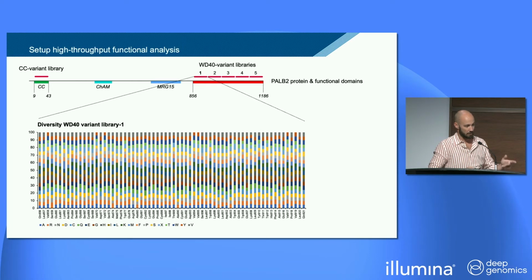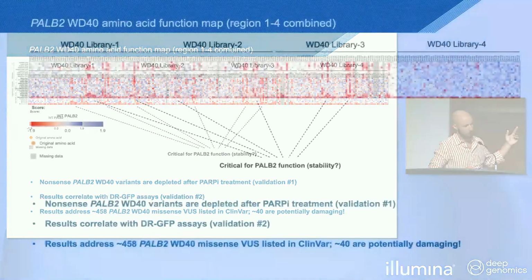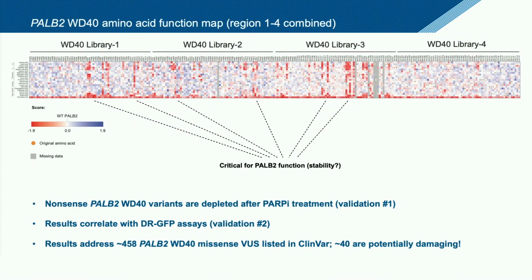So we have high throughput results now for the first 4 libraries. The 5th one is still ongoing. Those results we can look at again in the form of this heat map. Everything is a bit smaller now because the map is bigger. But we again see in the bottom row that all, or at least almost all, of the nonsense variants are depleted after PARP inhibitor treatment. So again, this validates our assay.